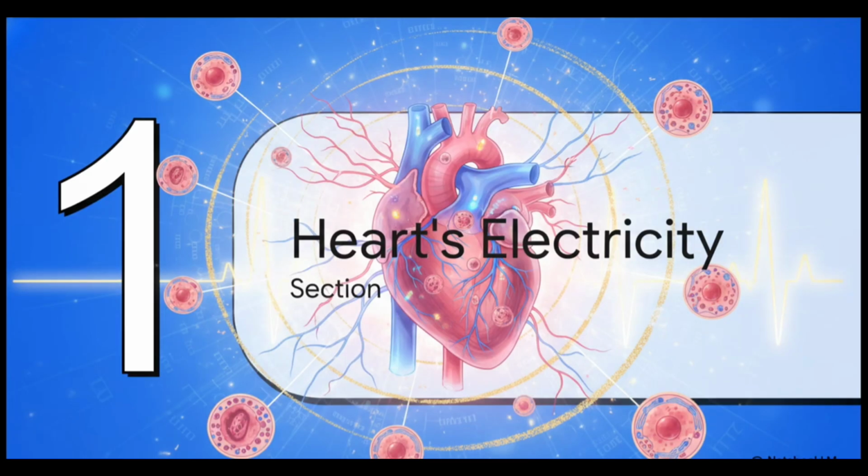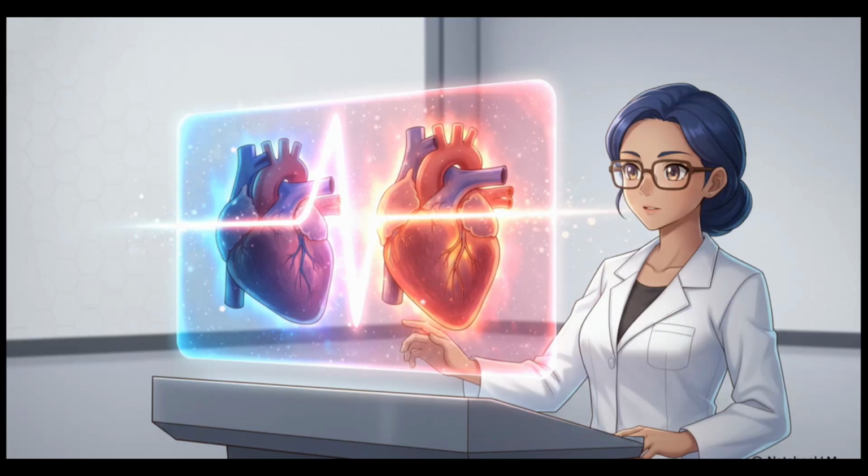Section 1. Decoding the heart's electricity. Okay, to really understand this machine, we've got to start right at the foundation, a single heartbeat. To grasp how an ECG actually works, we first have to look at the difference between heart cells at rest and what happens when an electrical wave of depolarization passes through them.